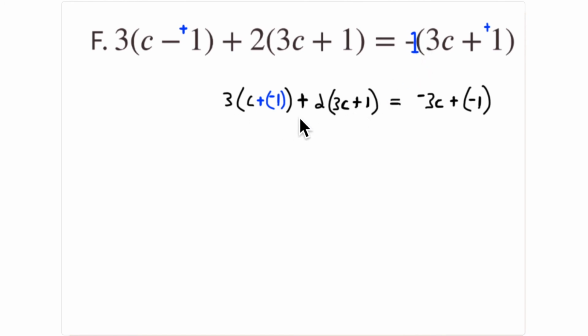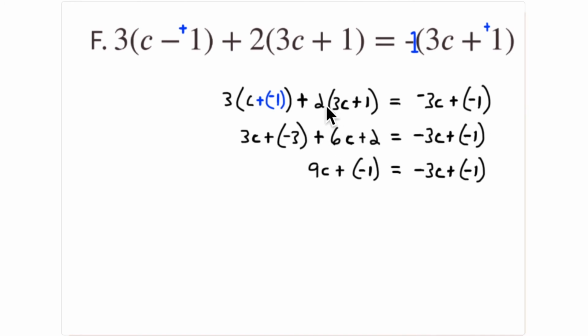Now I've made everything addition because I want to move things around. But the first thing I need to do is distribute this 2. So 2 times 3c is 6c, plus 2 times 1 is 2. So now everything is addition. So now I can move things around more easily.